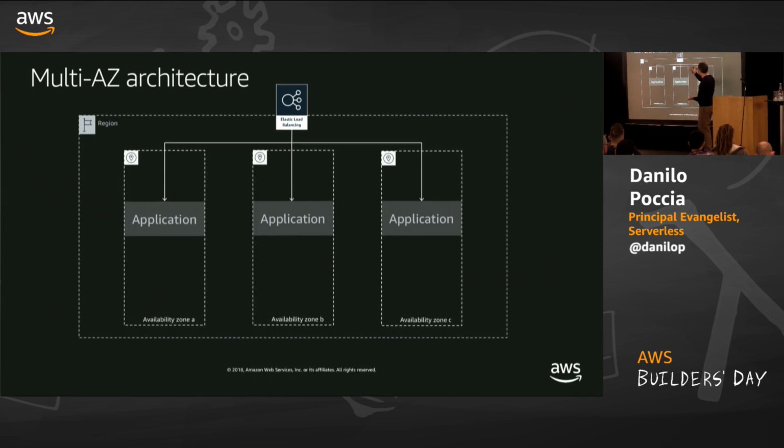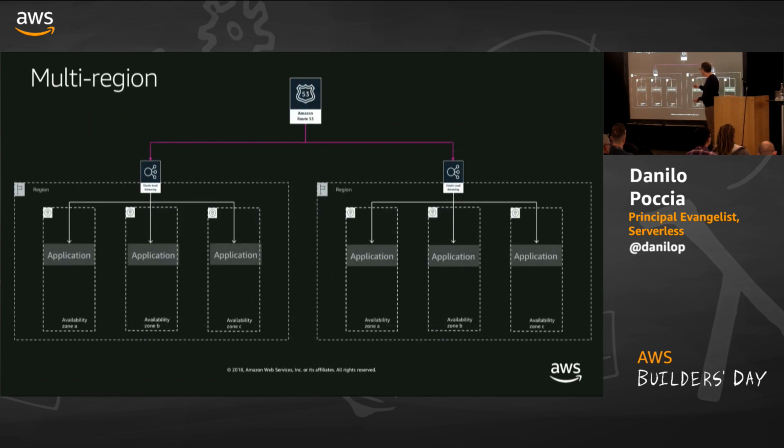I need to have a load balancer that somehow is distributing the load across different availability zones in my region. And then I have to deploy my application across multiple availability zones. So maybe I can use an auto-scaling group for that, or I can manually choose which one I want to use. The next step is to go multi-region.